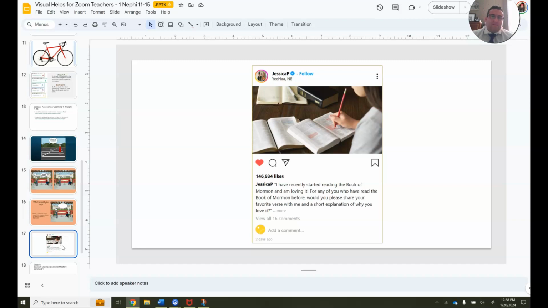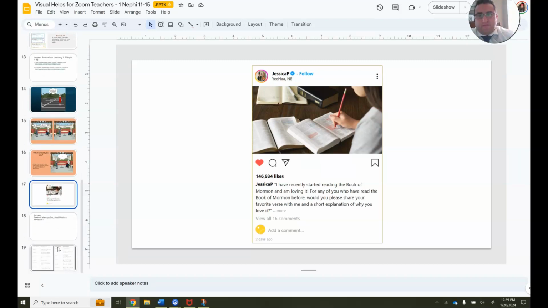And then the last activity that it had in this little section of the lesson was this idea that a friend, you saw their post on social media, Instagram here, saying they've recently started reading the Book of Mormon. So I went ahead and made a little fake Instagram post there that brings it more to life as you're talking about and having them work through this scenario and share in different ways how they would respond to this situation. So hopefully those are helpful to you this week.